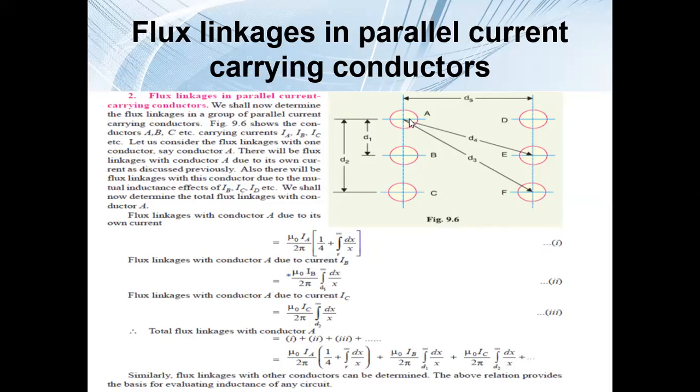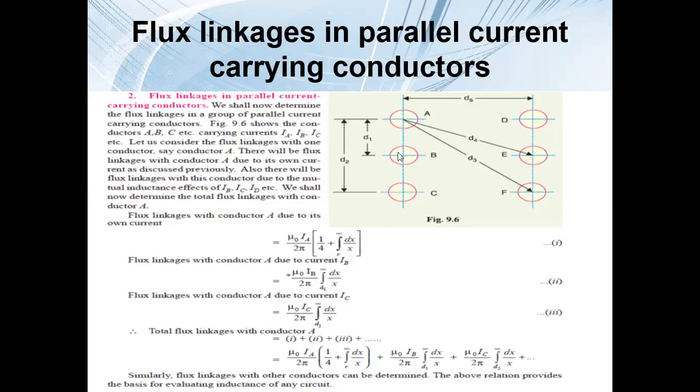From what we have just discussed, the flux linkage of any conductor has two components. One component is the flux linkage due to its internal flux, and the second is the flux linkage due to external flux. Conductor A has its own current, so it will contribute both the internal flux linkage and the external flux linkage.